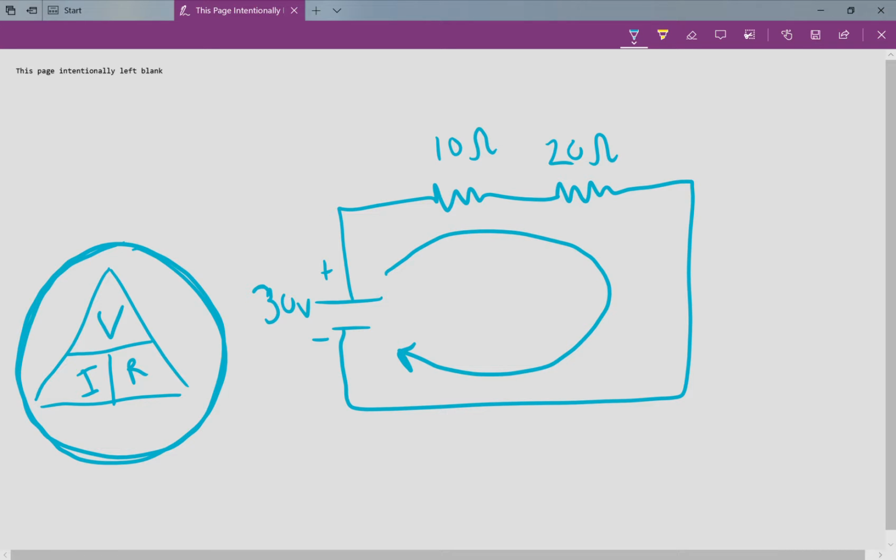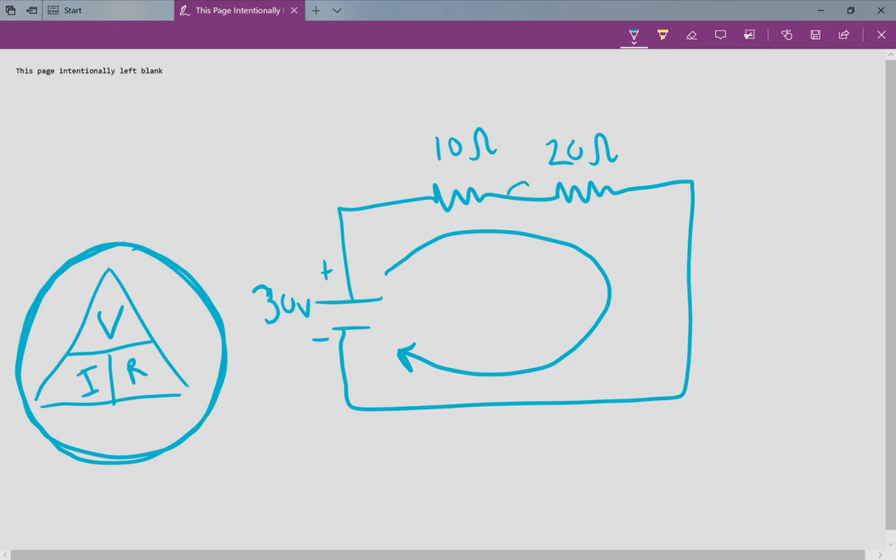The first thing you need to remember in a series circuit is that the current is going to be constant regardless of which resistor it's traveling through. Now, you might get in the mindset that if it's a 10 ohm, it's less resistance, so there'll be more current in the 10 ohm than the 20 ohm, and you would be incorrect in that assumption. Okay, so just remember your current flow is constant.